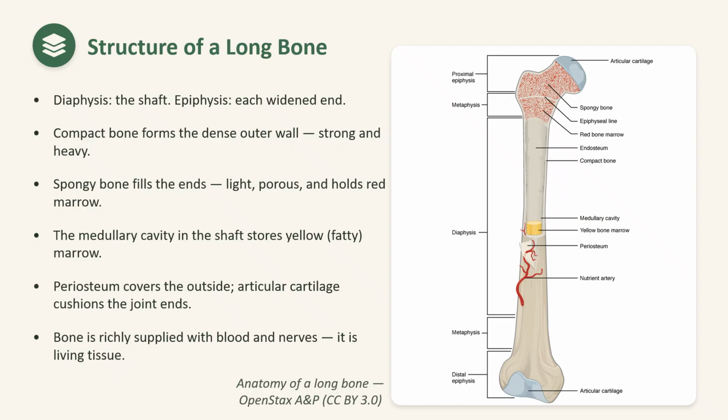Two coverings to know. The periosteum is the tough membrane wrapping the outside of the bone. It carries the blood vessels and nerves, and it's loaded with pain fibers, which is why a bruised shin hurts so much. And at the joint surfaces, articular cartilage caps the bone, providing a slick, cushioned surface where two bones meet. The last bullet is the one to take with you. Bone is richly supplied with blood and nerves. It bleeds, it hurts, and it heals, all because it's alive.